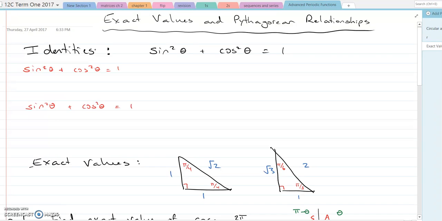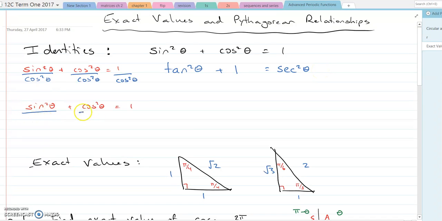The way to do that is to divide each of these terms by the same thing. Let's start off by dividing them all by cos squared theta. Then we get sine squared over cos squared, which is tan squared, plus cos squared over cos squared, which is 1. And 1 over cos squared is secant squared. So that's our first identity.